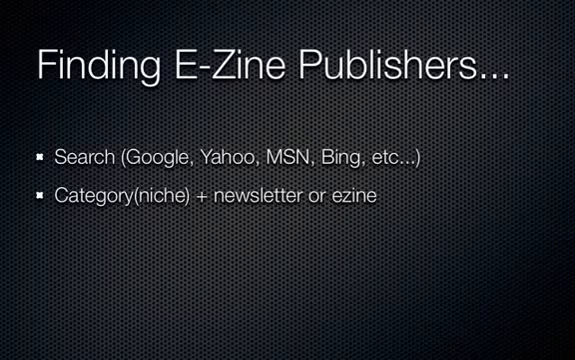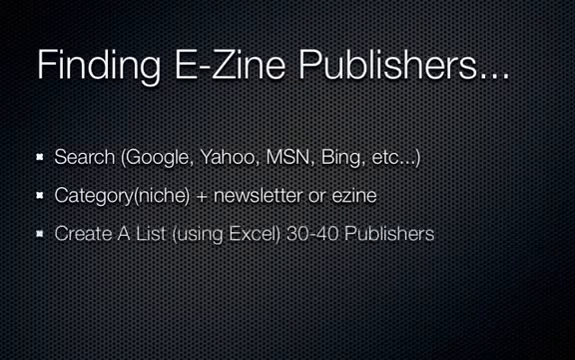So we're gonna take that category, and then we're simply gonna put that category's name, or whatever that niche is, in Google search, and we're simply gonna add the word newsletter or e-zine. Okay, so we're gonna search for a particular niche. And our goal is to find a newsletter publisher or an e-zine publisher in that particular field. Okay, and I'm going to show you how to do this here in just a second.